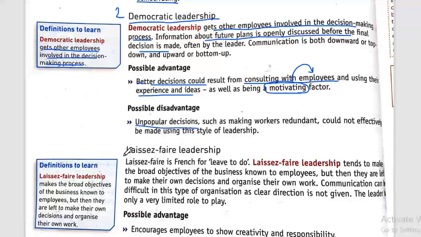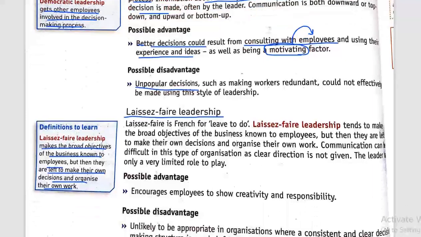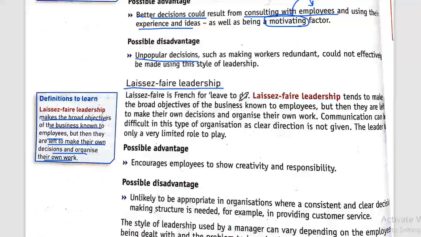Here we have laissez-faire leadership, which makes the broad objective of the business known to the employees, but then they are left to make their own decisions and organize their own work. Laissez-faire is French, which means leave to do. In this leadership style, the broad objective of the business is known to the employees. We tell the employees what they have to do and what the objectives are, and then we leave the employees to make their own decisions and to organize their own work.